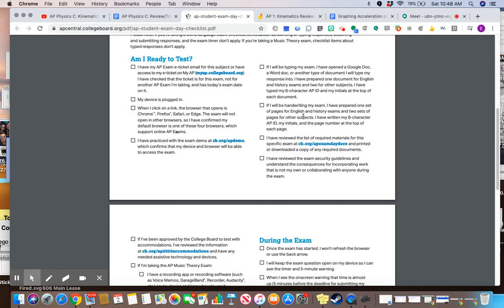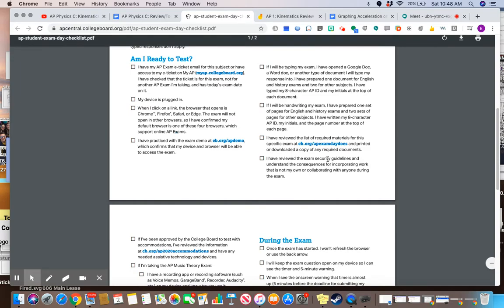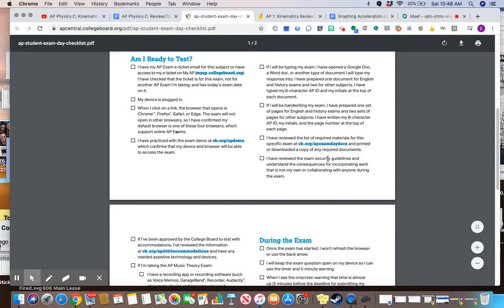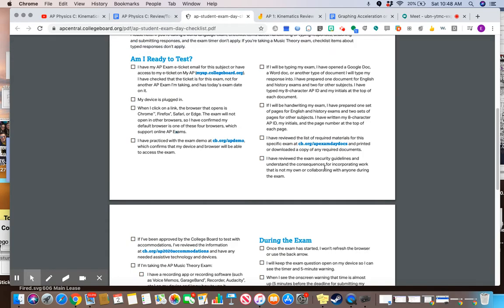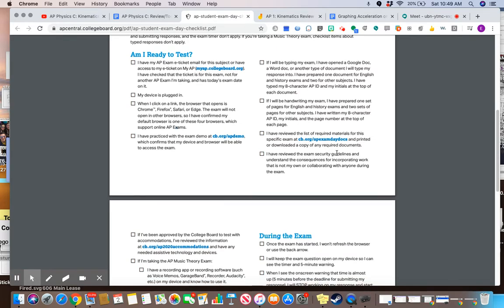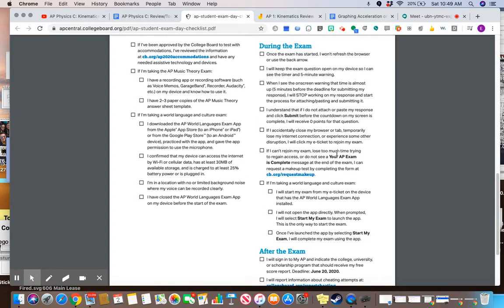It is open notes, and we'll get to that a little bit more in a second. Basically, you review the security guidelines. Basically, don't cheat, okay? Super important that you don't cheat. You don't share your answers with anyone at all. We'll talk about the severity of that in a few minutes. Okay, so this is all before the exam.